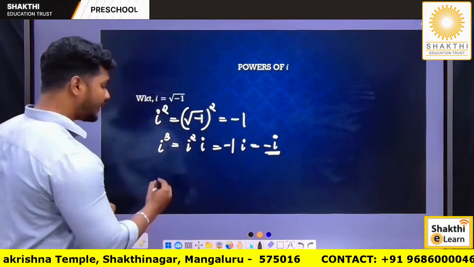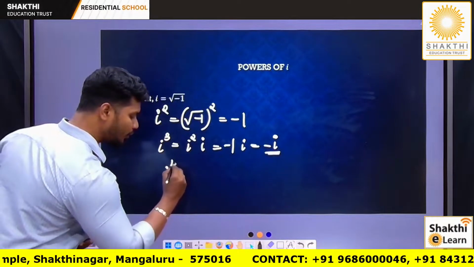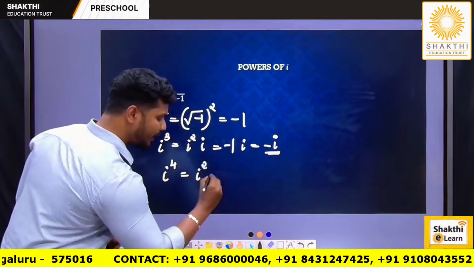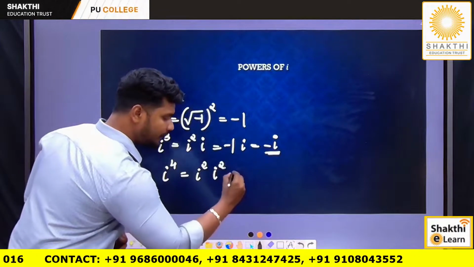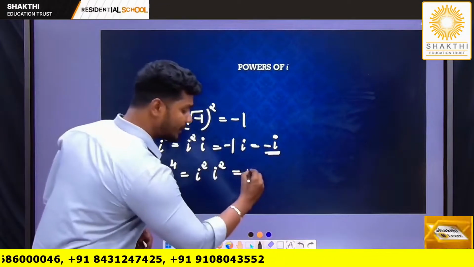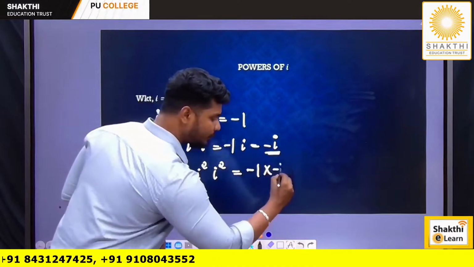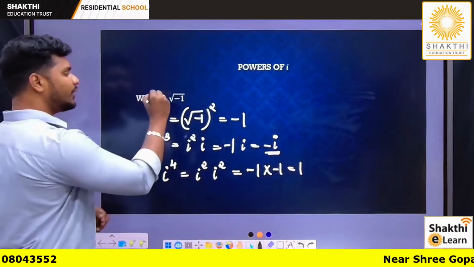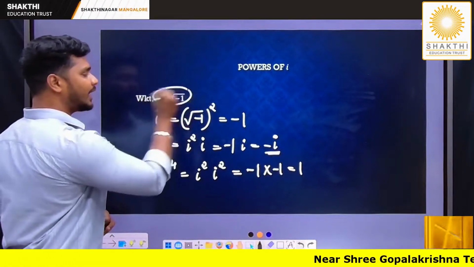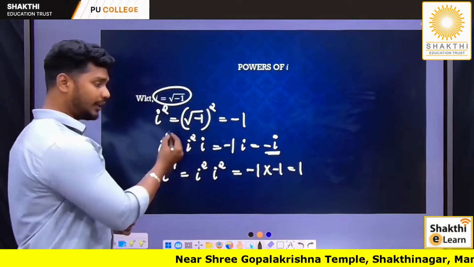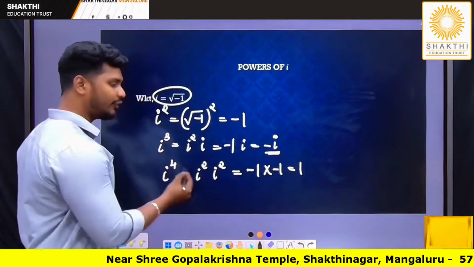The same way, if I ask you i to the power of 4, it can be expanded as i square into i square. That is minus 1 into minus 1, which is equal to positive 1. These are the four main values that I have to keep in mind. One, i is equal to root of minus 1. i square is equal to minus 1. i cube is equal to minus i, and i power 4 is equal to 1.